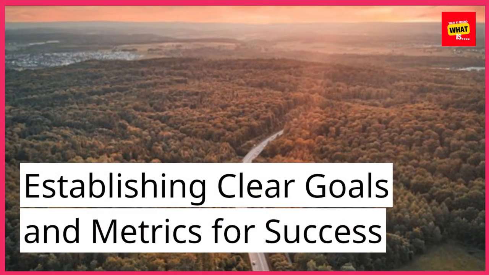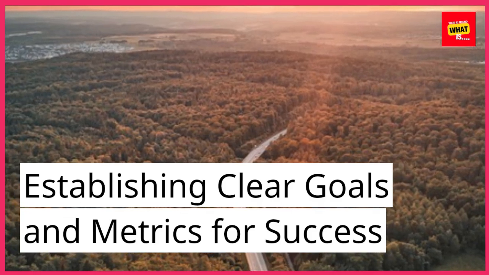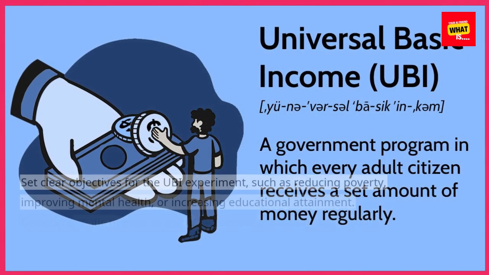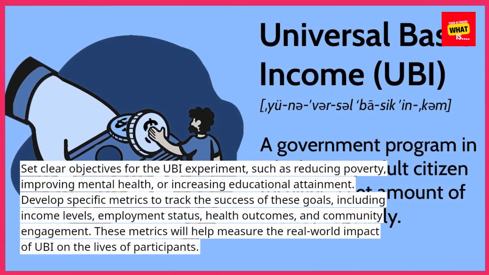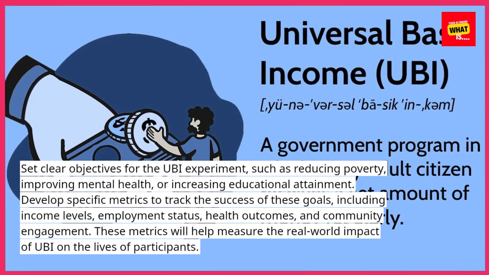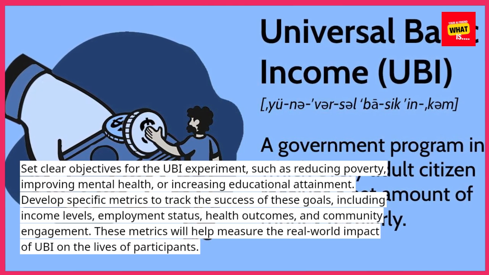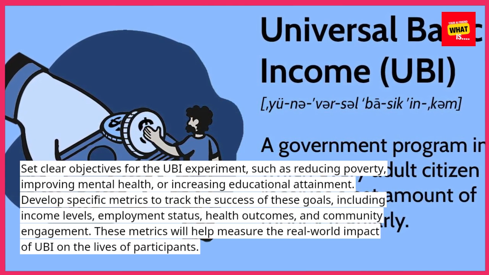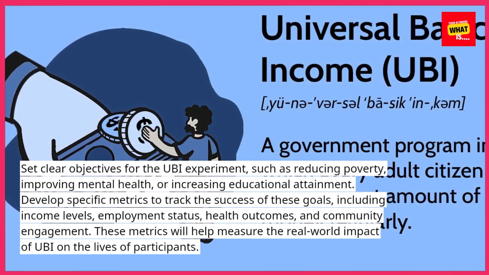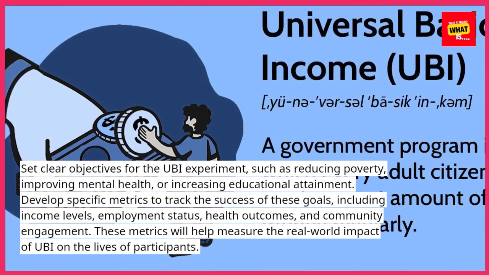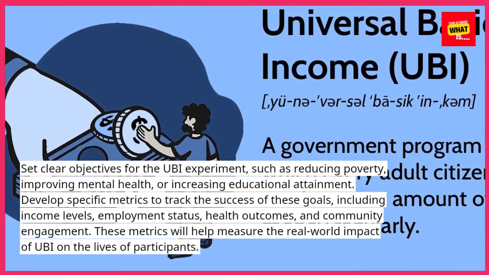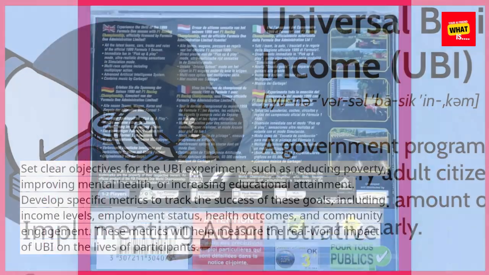Establishing clear goals and metrics for success. Set clear objectives for the UBI experiment, such as reducing poverty, improving mental health, or increasing educational attainment. Develop specific metrics to track the success of these goals, including income levels, employment status, health outcomes, and community engagement. These metrics will help measure the real-world impact of UBI on the lives of participants.